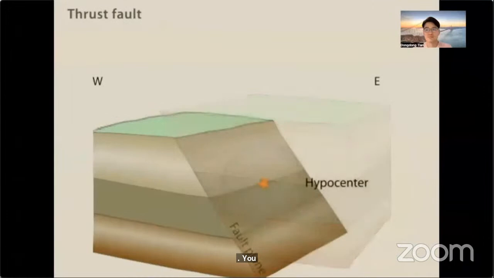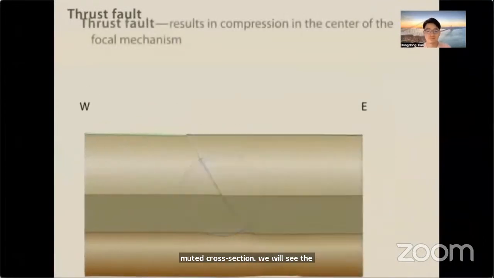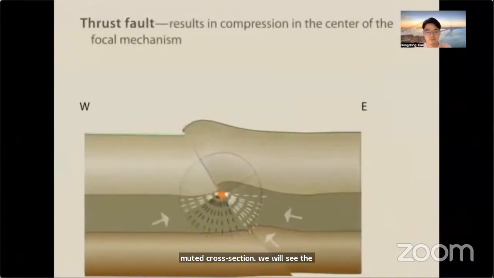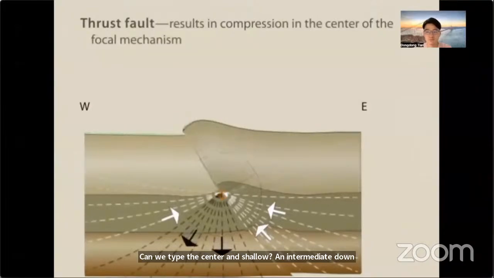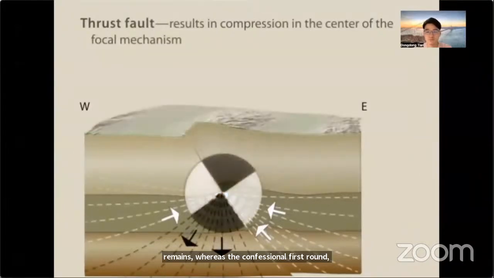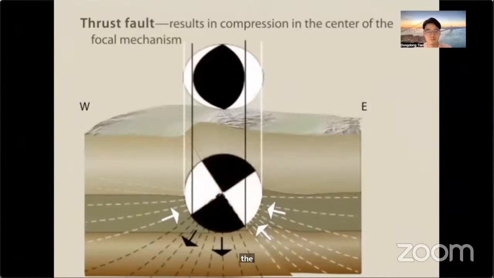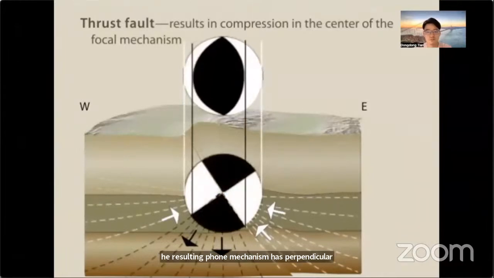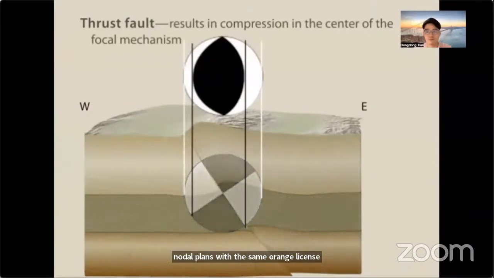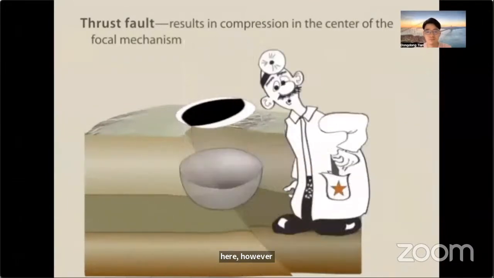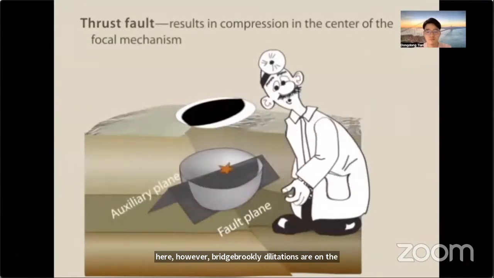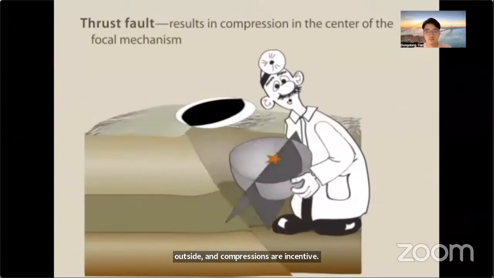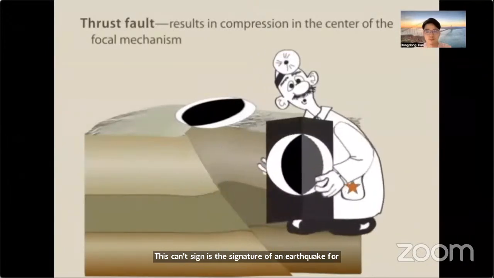Viewed in cross-section, we will see that dilatational first arriving P waves radiate to the east and west in the hypocenter at shallow and intermediate downward angles, whereas the compressional first arriving P waves leave the hypocenter at steep downward angles. The resulting focal mechanism has perpendicular nodal planes with the same orange slice appearance observed for a normal fault. However, for a thrust fault earthquake, dilatations are on the outside and compressions are in the center. This cat's eye focal mechanism is the signature of an earthquake on a thrust fault produced by compressional tectonic forces.